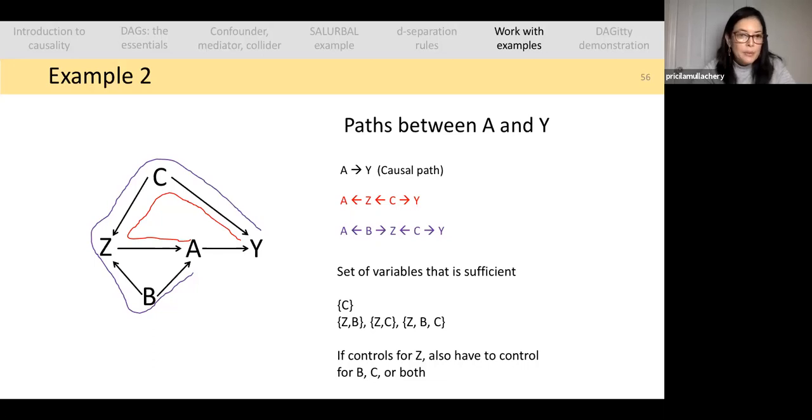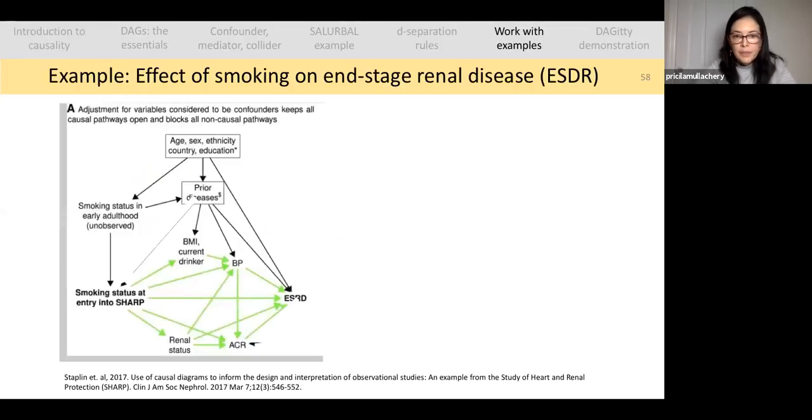I'll show you a real example now from a paper. This is the last example, and then we're going to move on to the DAGitty. This is a paper looking at the effect of smoking on end-stage renal disease. So this is our exposure, this is our outcome. These are covariates, things that they adjusted for, and this box around those variables means that they were adjusted for. They also adjusted for prior disease.